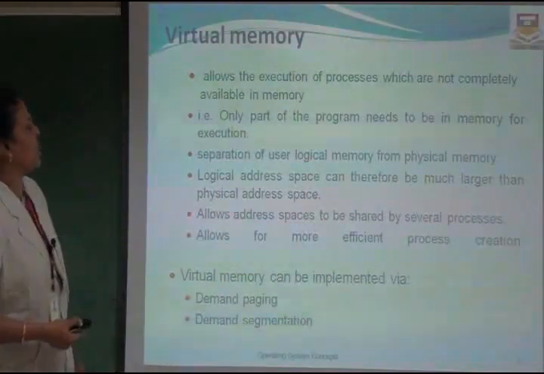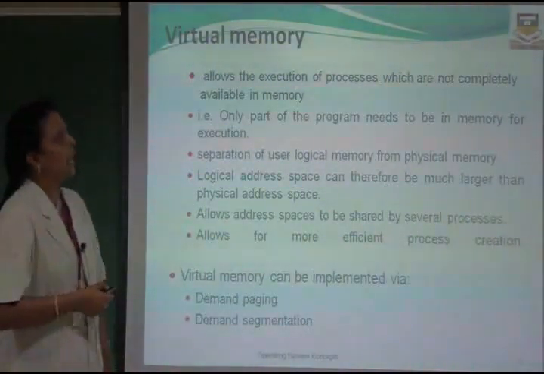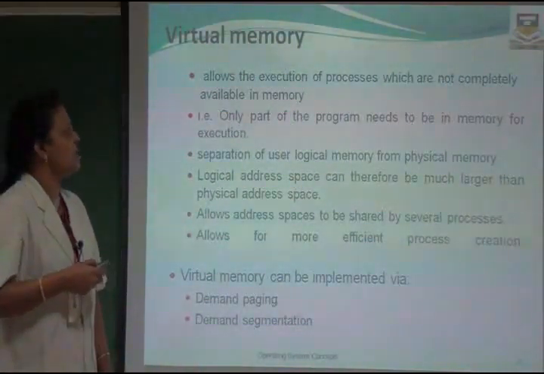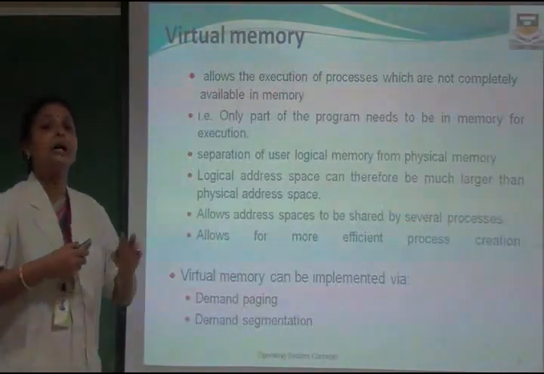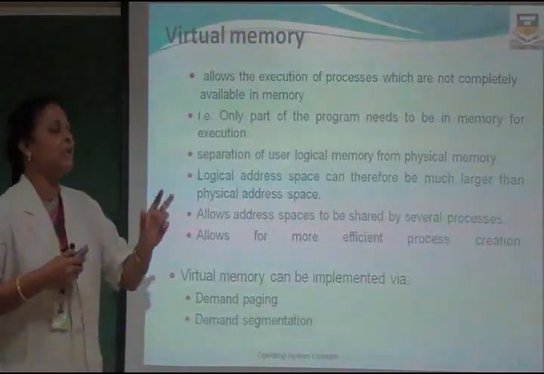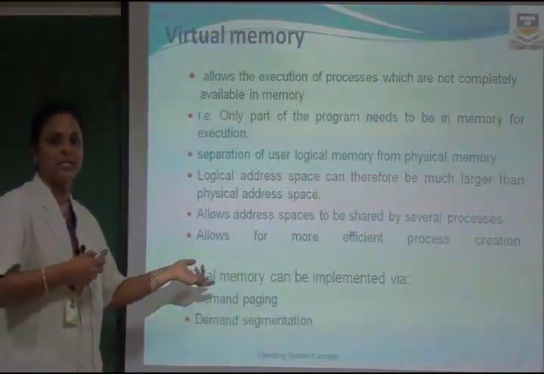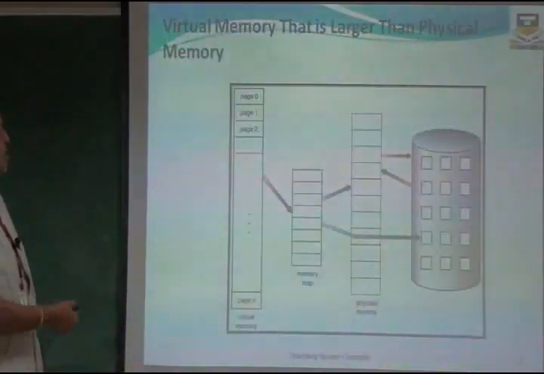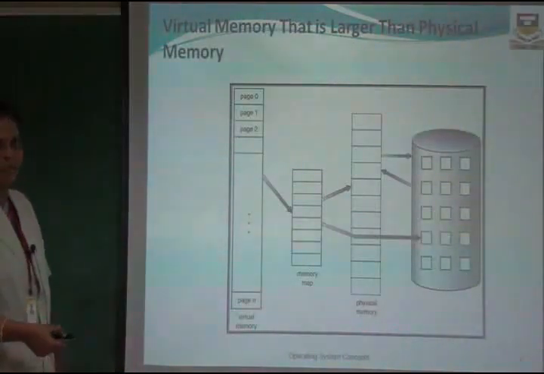So virtual memory is a very important feature of the operating system that allows the execution of processes which are not completely available in memory. And this feature compensates the shortage of main memory by transferring the data or applications between the secondary storage device and main memory. So that is the virtual memory illusion specified here.